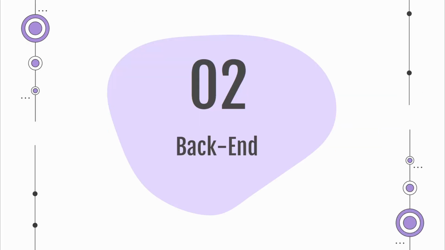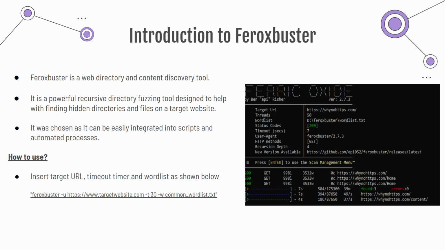Now we'll discuss a little about what is happening in the backend when the tool is being used. Firstly, we'll introduce the tool we use to obtain all the URLs for our web scraper. Feroxbuster is a directory and content discovery tool, and it has a powerful recursive directory fuzzing ability designed to help with finding hidden directories and files on a target website. It supports both word list based and automated recursive scanning, and identifies the valid URL using the 200 OK response. Feroxbuster was selected as it is a command line tool. As such, it is easily integrated into scripts and automated processes. So how do we use this tool? The user can simply enter the command as shown below with their targeted website.